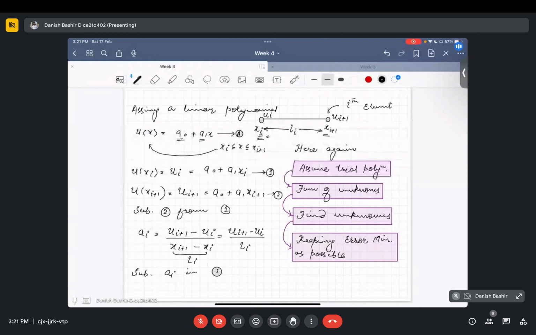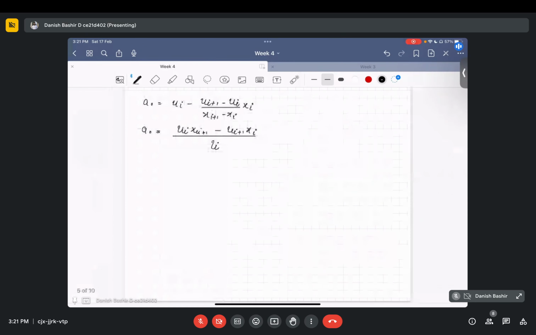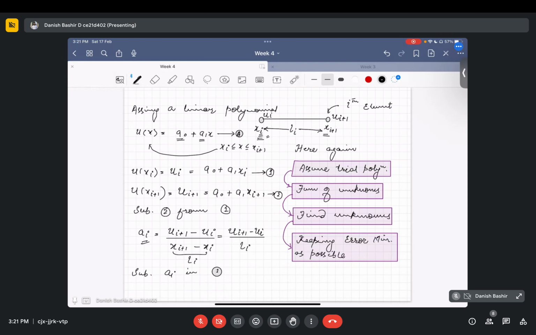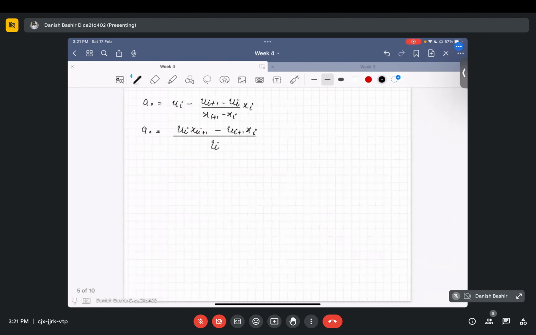This one is here like this, and we got a naught to be equal to this, this is a1, sorry. We got a1 here like this, and a naught here.